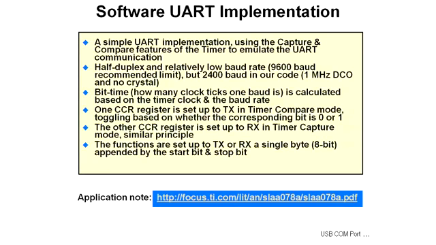The bit timing, how many clock ticks one baud is, is calculated based on the timer clock and the baud rate. One of the capture and compare registers is set up to transmit in the timer compare mode, toggling based on whether the corresponding bit that's coming in from the software is a 0 or 1. The other capture and compare register is set up as the receive in the timer capture mode with a similar principle. The functions are set up to transmit or receive a single byte, 8 bits, appended by the start and the stop bits. As you can see below, there's an application note, SLAA078. Take a look at that if you want additional information.